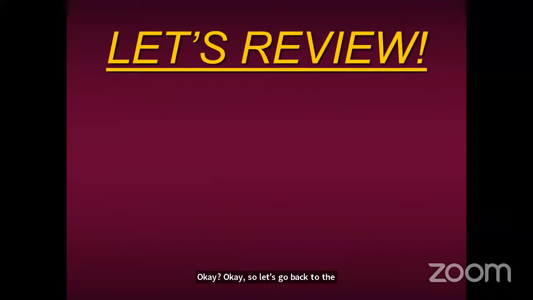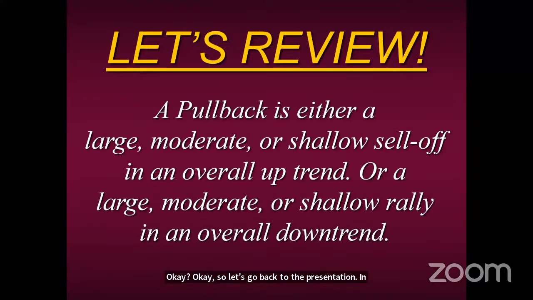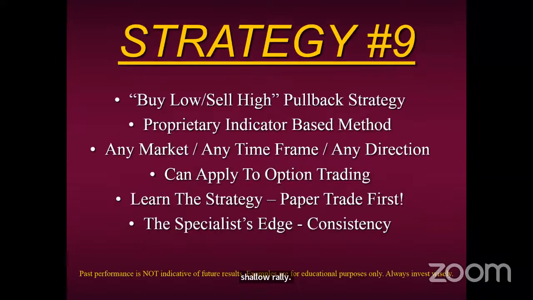In fact, let's review what I taught you today. A pullback is either a large, moderate, or shallow sell-off in an overall uptrend, or a large, moderate, or shallow rally in an overall downtrend. And remember, strategy number 9 is based off this buy low, sell high concept. It does this by applying a proprietary indicator-based method to any market, any time frame, in any direction. You can apply it to option trading. It makes it ideal for option timing, okay?